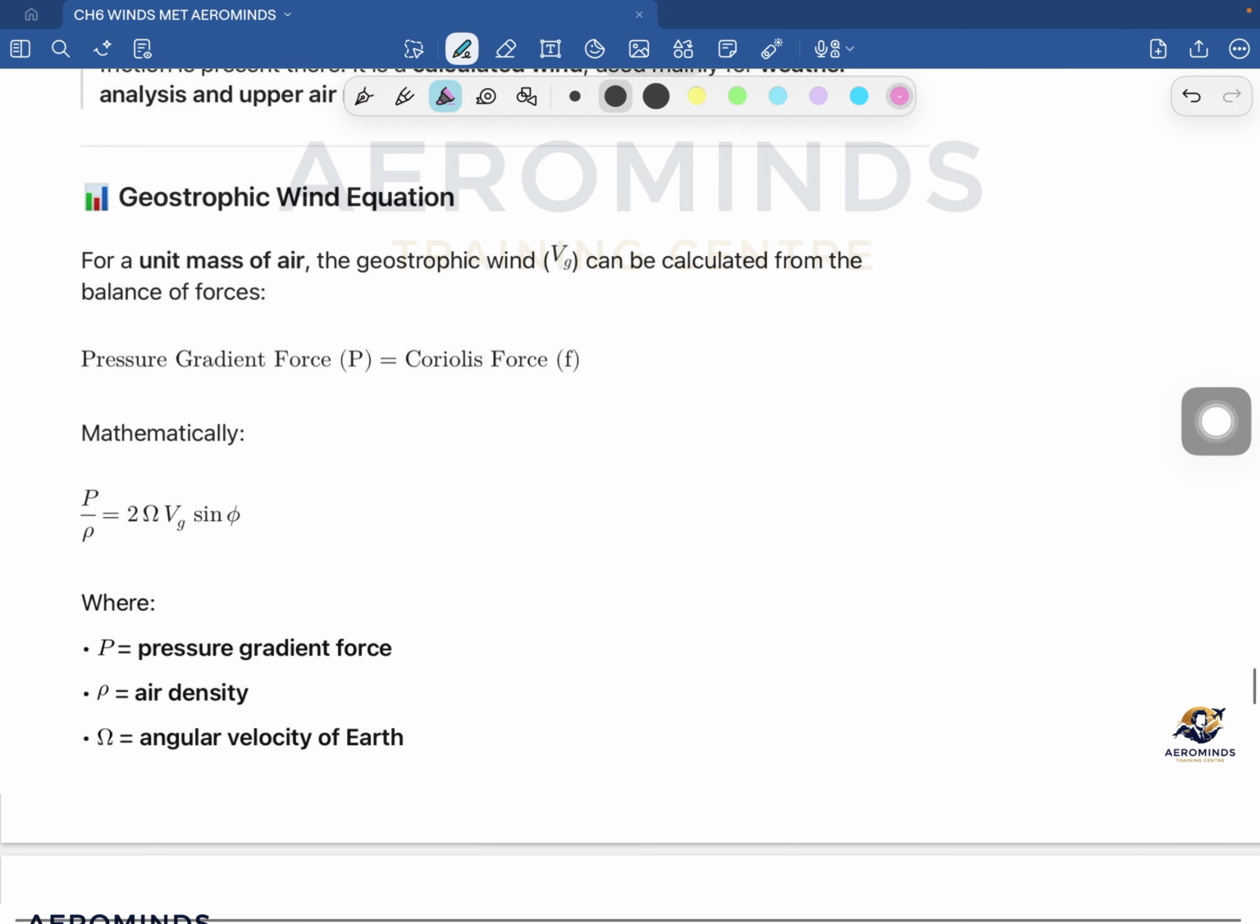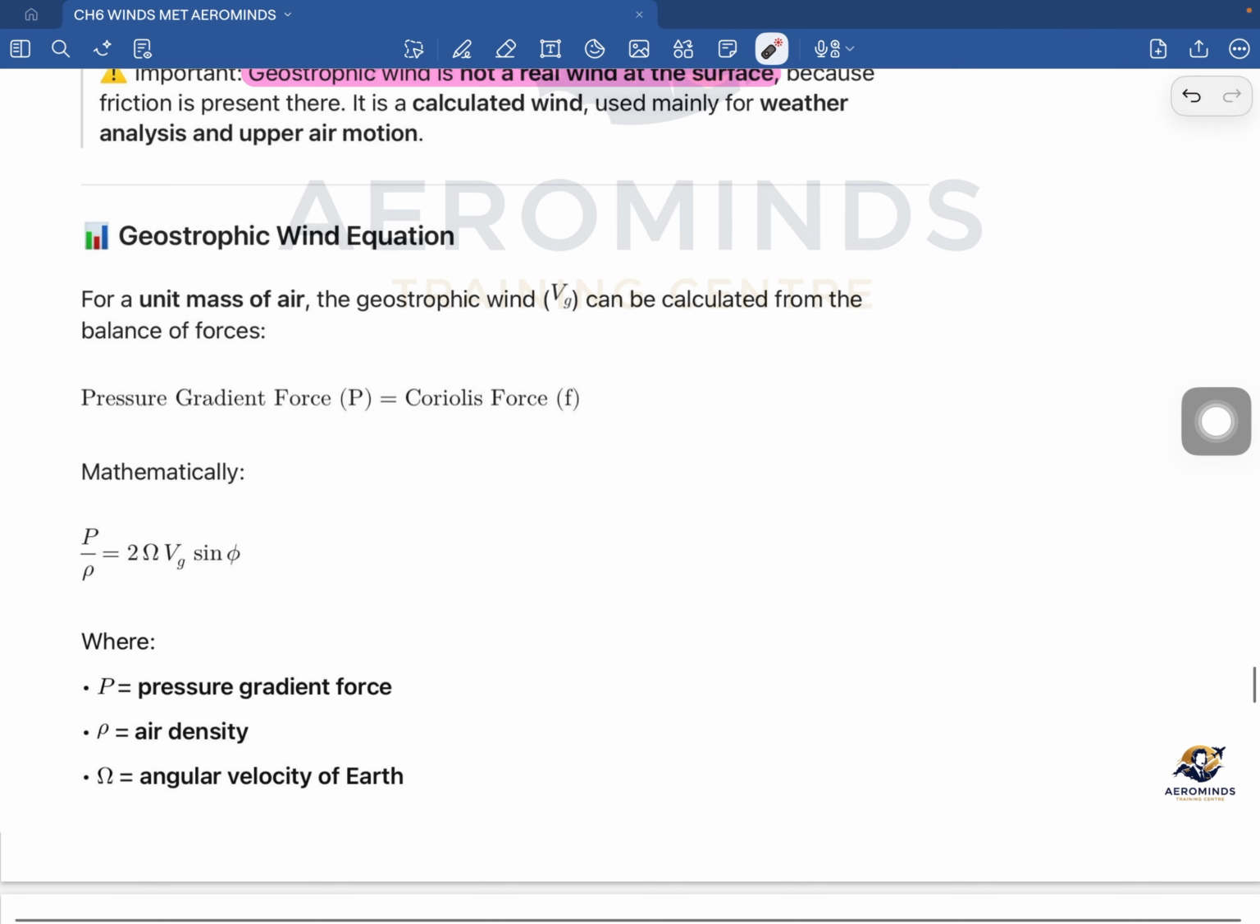Okay. Now we come to the geostrophic wind equation. So for a unit mass of air, geostrophic wind is calculated by equating the pressure gradient force and the Coriolis force.